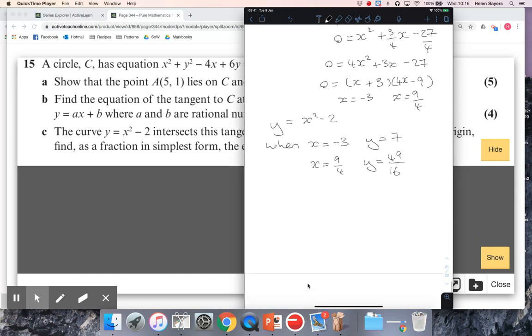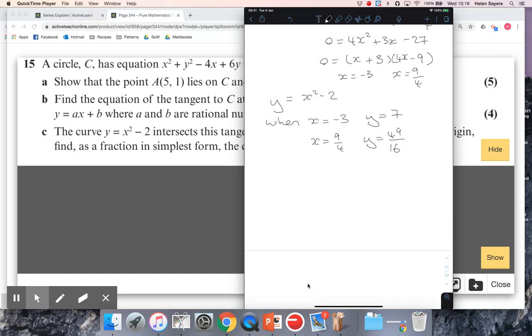Okay, and then now I'm going to draw another quick sketch and have a think about how to find this triangle. So I've got the coordinates 9 over 4, 49 over 16, so not to scale. I'm going to put that roughly there. And I've got the coordinate -3, 7, and 49 over 16 is a little bit greater than 7, so that's about there. Again, very much not drawn to scale. Okay, and that's the triangle I want the area of.